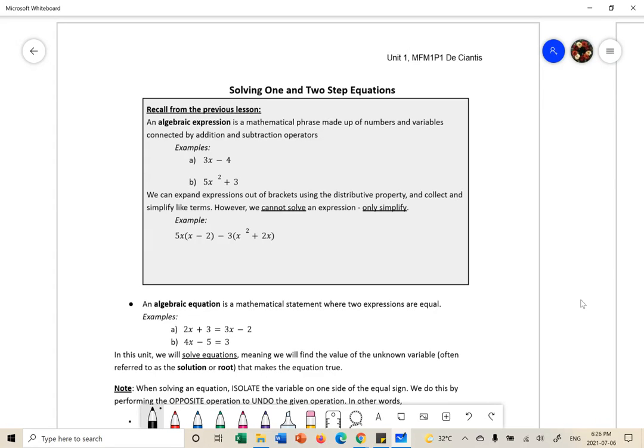This lesson is on solving one and two-step equations. In previous lessons, we learned all about algebraic expressions. There's two examples here of algebraic expressions, 3x subtract 4 and 5x squared plus 3. An equation has an equal sign in the algebraic sentence. So these are expressions because there's no equal sign. An algebraic equation will have an algebraic expression on both the left and right side of the equation.